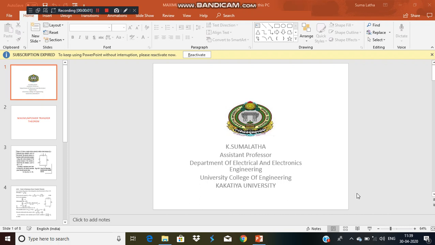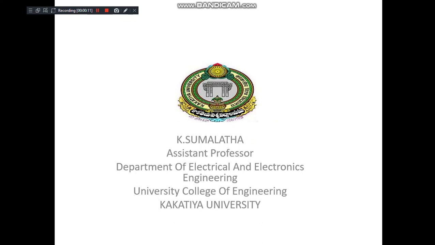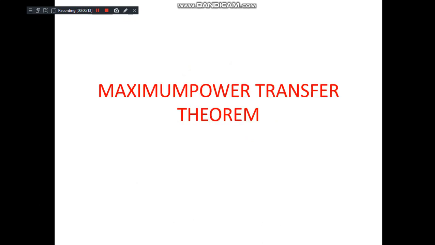Today I would like to explain the maximum power transfer theorem. This is also a very important and very basic theorem in electrical engineering, and nowadays it is applicable in solar energy generation, where we use the maximum power transfer theorem to get maximum power from solar panels.